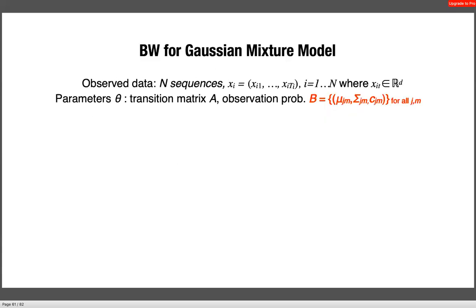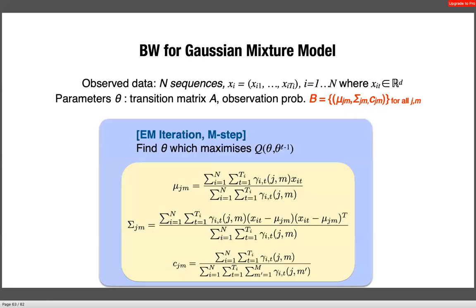So now going back to Baum-Welch, for each state j, you have not just a single mean vector and a covariance matrix, but you have M mean vectors and M covariance matrices, and you also have these mixture probabilities. Okay, so these all have to be estimated as part of the Baum-Welch algorithm.